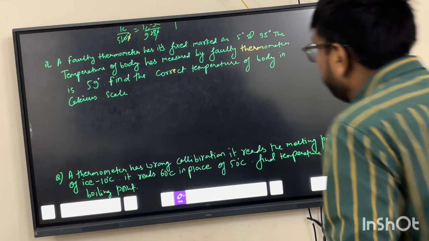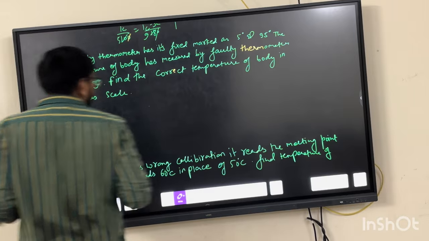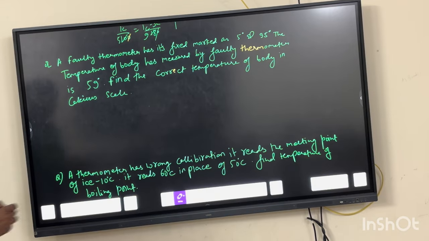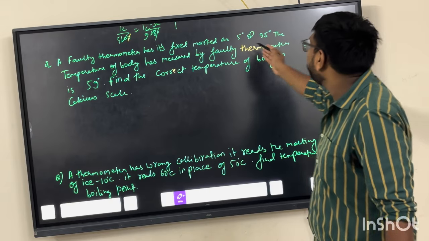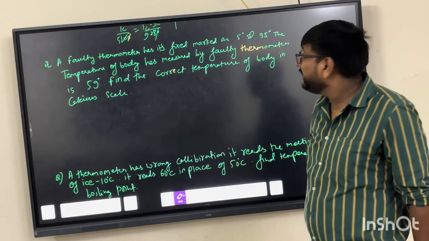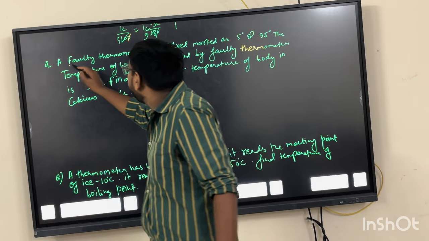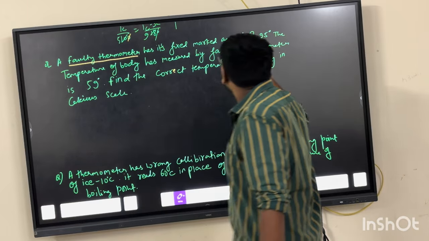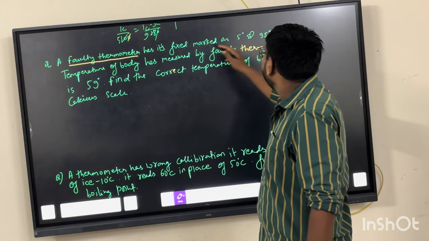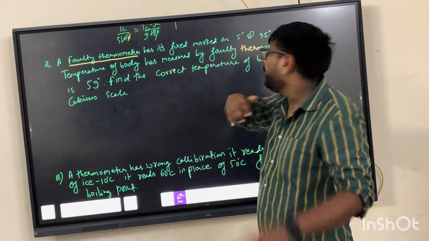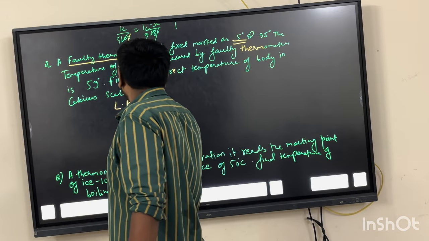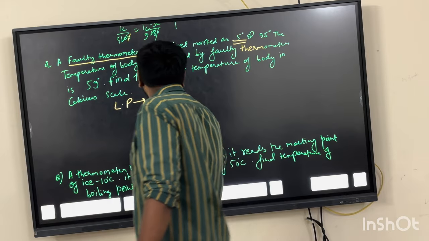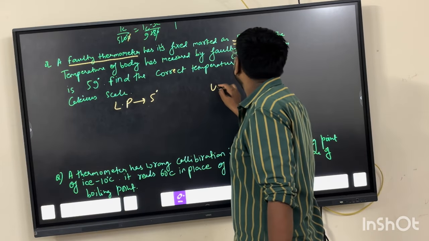Okay. So class, I have taken this question directly. You see here, the question is: a faulty thermometer has its fixed marks as 5 degrees and 95 degrees. Fixed marks mean a lower point and an upper point. So for that faulty thermometer, the lower point is 5 degrees and the upper point is 95 degrees.